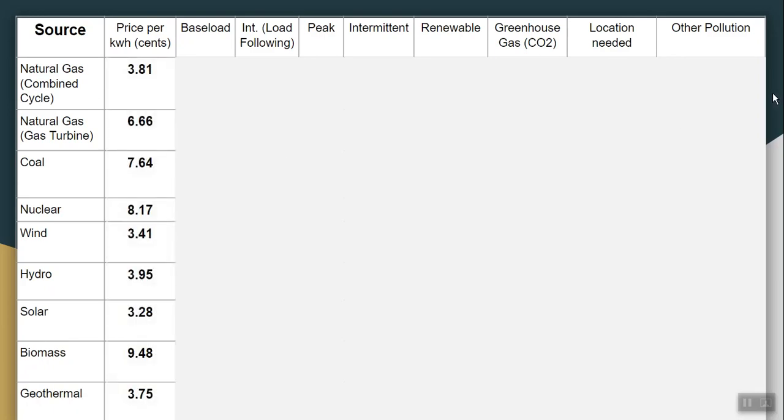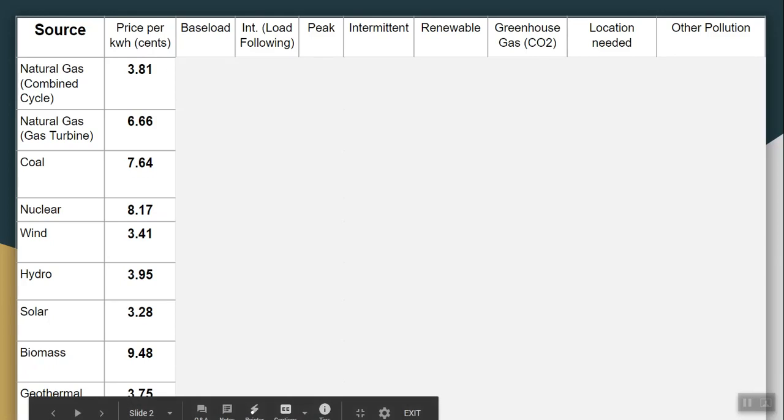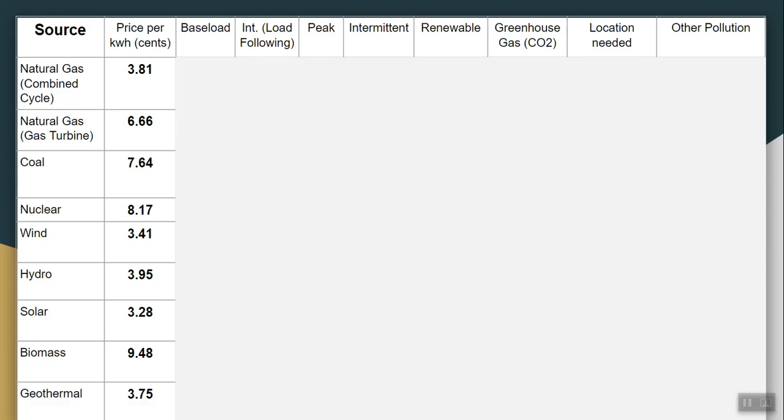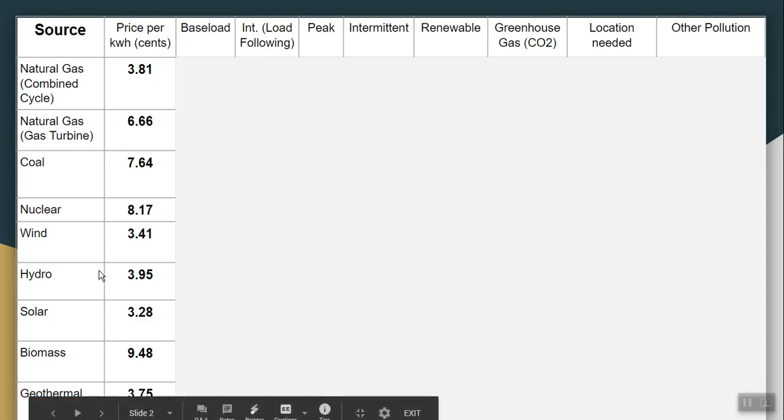Okay. So the first thing we're going to look at is the price. If you took a look at your parents' electricity bill, you'll see that a certain number of kilowatt hours were used, and they're charged a certain amount for those kilowatt hours. Now, these prices are what the power plant gets. So if you were to look at a bill, they would be significantly higher than this. So we can see here that wind and solar are two of the cheapest that we have. And then there's natural gas and geothermal. And at the very top, we have biomass and then nuclear. And you can see coal is pretty high up there too.